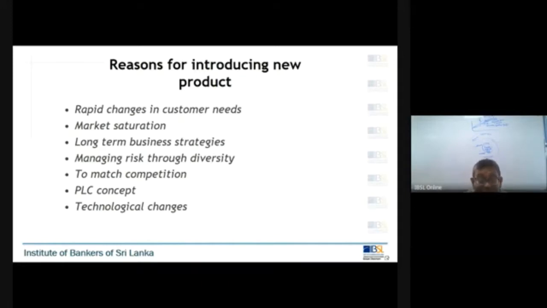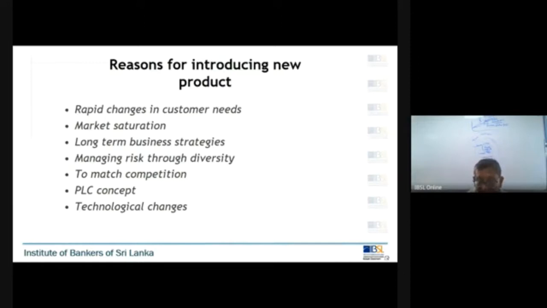Why we need to introduce new products? Because the technology has changed. Earlier we had a brick, now we go phone, because of the technological change. So we need to make use of these opportunities. So those are the reasons for introducing new products.